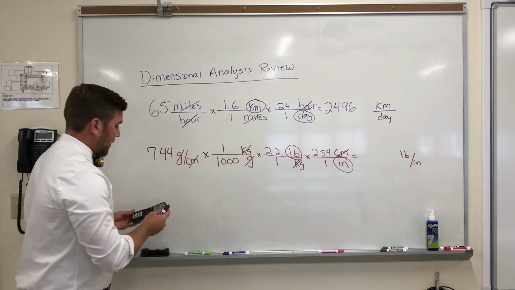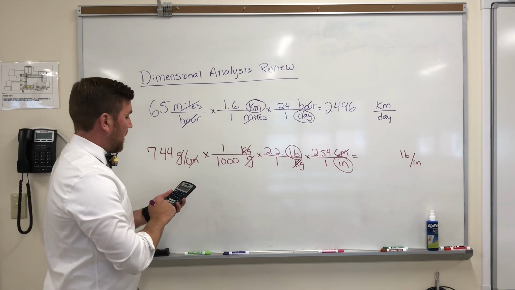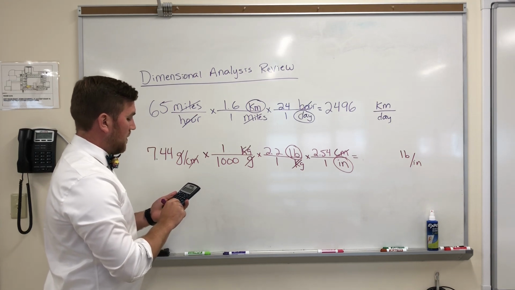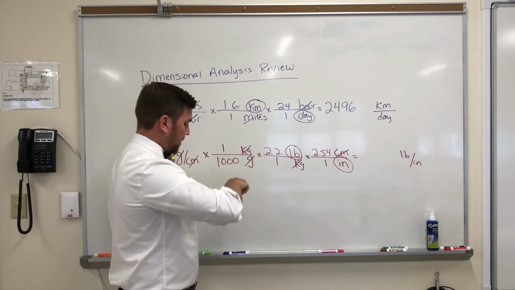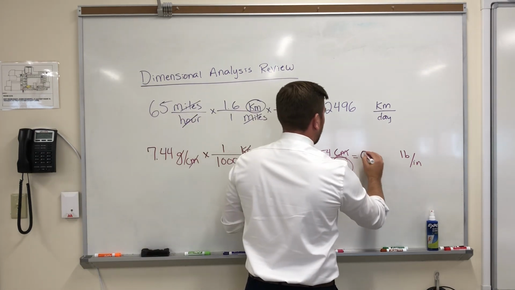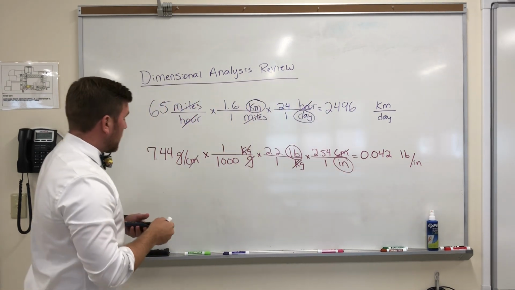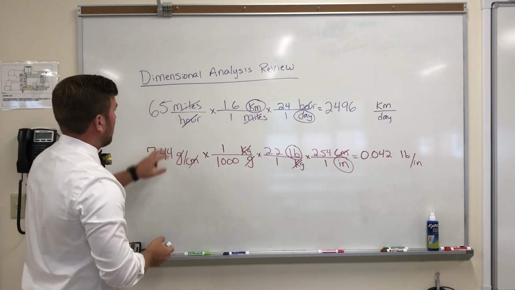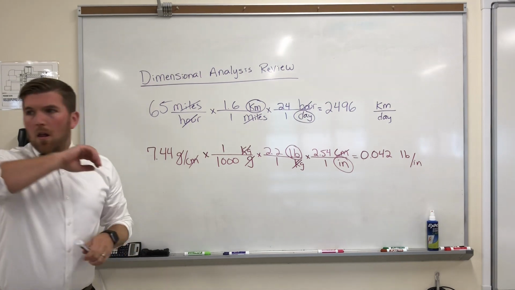So if I put this in my calculator, 7.44 divided by 1,000 times 2.2 times 2.54 gives me 0.041 or 0.042 pounds per inch. So in these two examples, you can clearly see how to convert when I have 2 units instead of just 1.